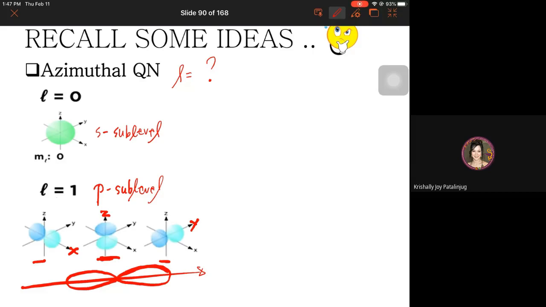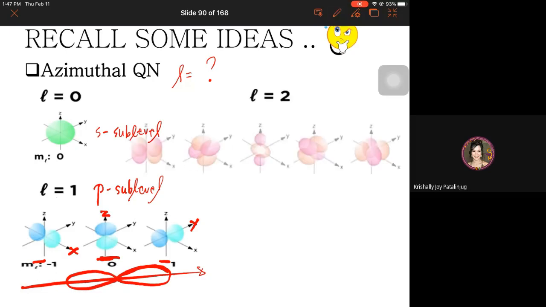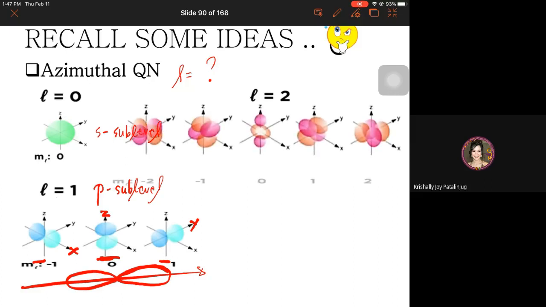Then the D orbitals are complicated in their shape. At least you know this for D.